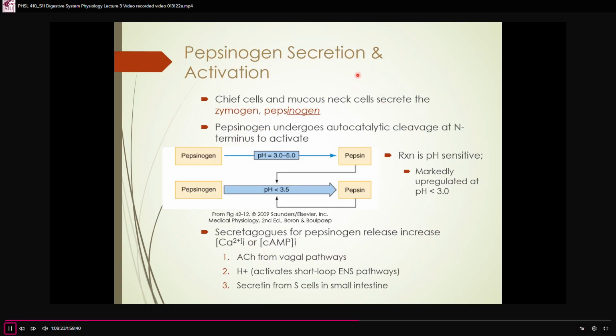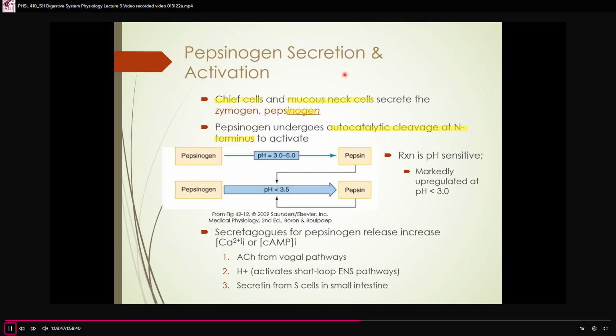So let me mention a few more things about the pepsinogen secretion and activation. We know it comes from the chief cells and some of the neck cells. We know it's an inactive precursor called a zymogen, and it needs to be modified to gain biological activity. It has to undergo a catalytic reaction that cleaves some of the amino acids from its N-terminus. That influences how the rest of the molecule folds up.